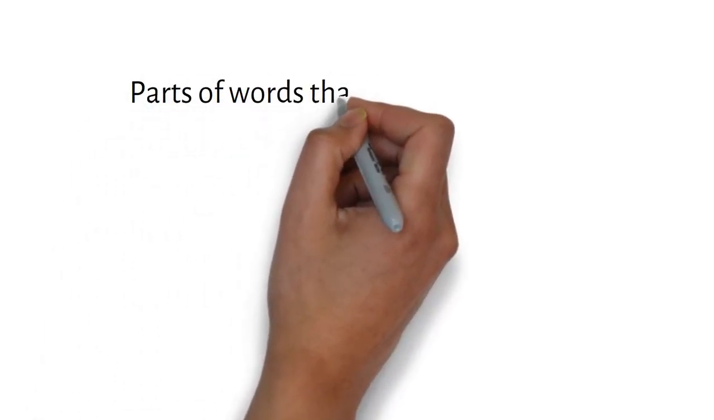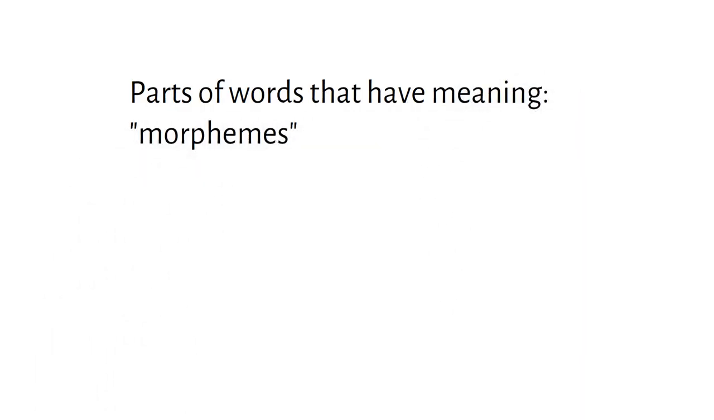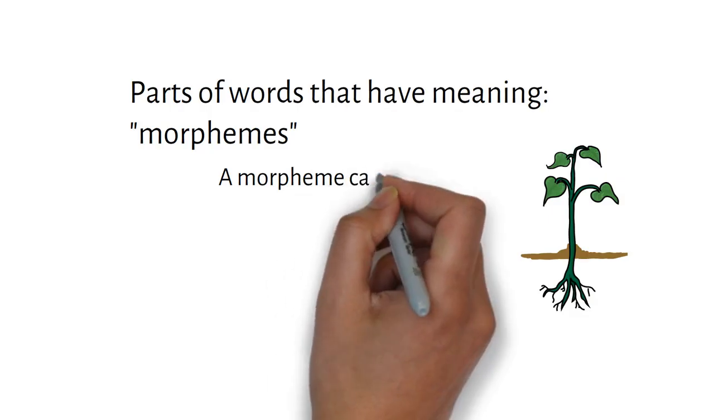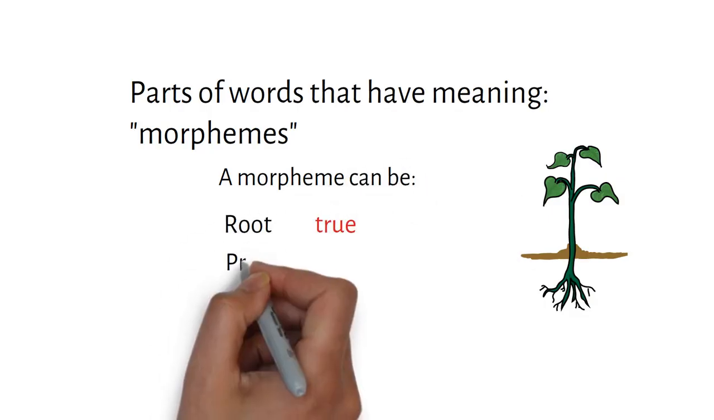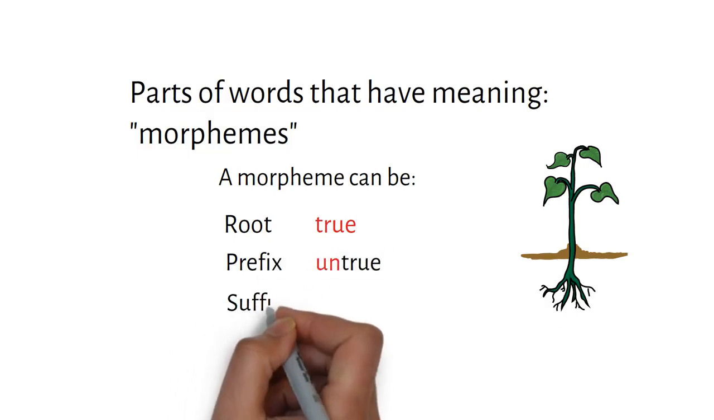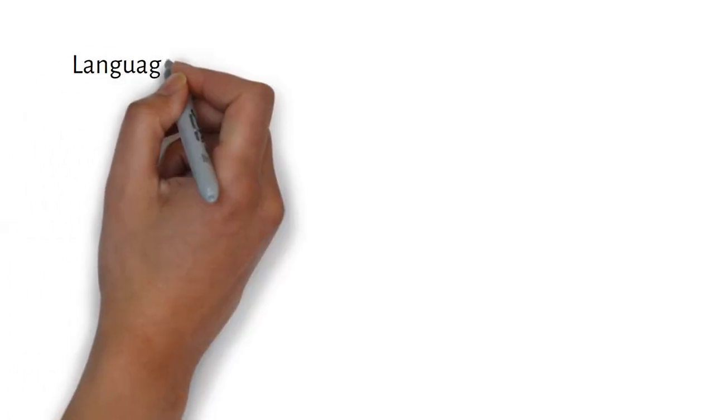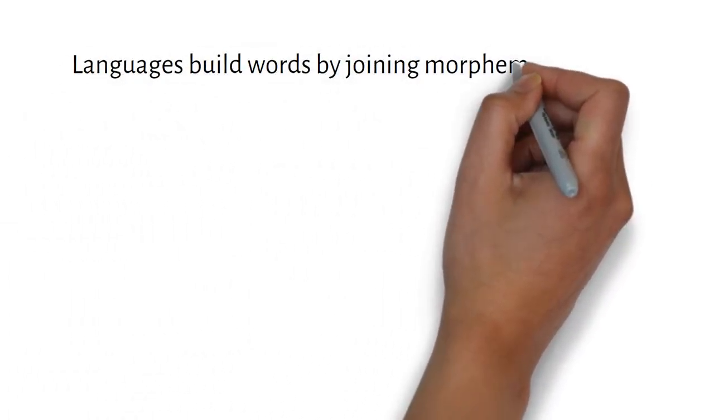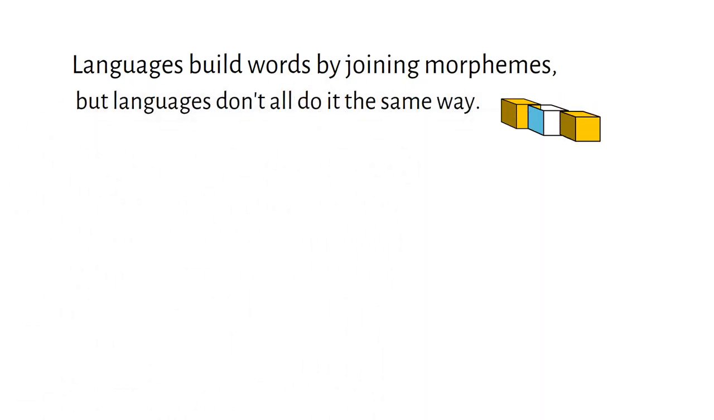First, let's talk about parts of words, the parts that have meaning. We call these morphemes. A morpheme can be a root, like true, a prefix attached to the beginning of a root, like untrue, a suffix attached to the end of a root, like truly. And there are other kinds of morphemes we'll talk about later. For most languages, you build a word by joining morphemes. But languages don't all do it the same way.